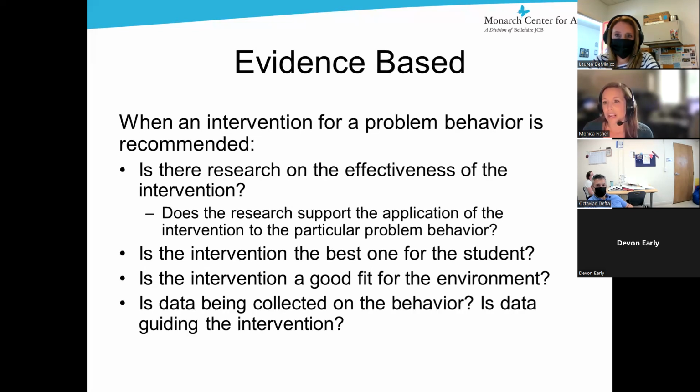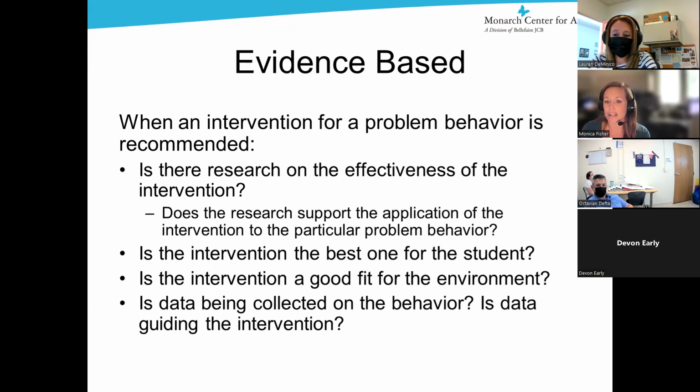We really want to think about using evidence-based interventions. When interventions are recommended for problem behavior, we really want to look at the research on the effectiveness of that intervention. Does the research support the application of this intervention for this particular problem behavior in this particular context? Is it the best one for the student? Is it a good fit for the environment? Can it be carried out with some sort of fidelity?